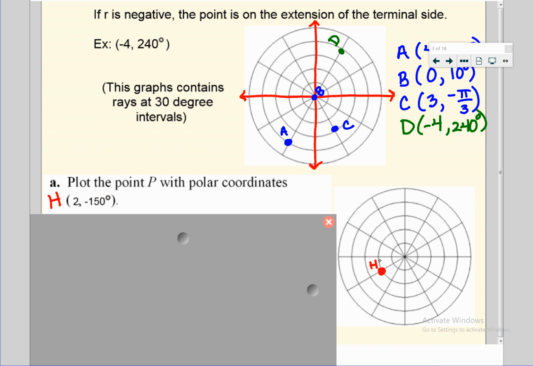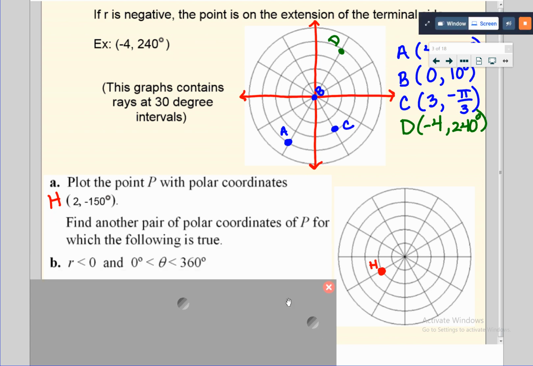Okay, so now, next part of the question. We need to write another set of coordinates that'll get to that same point, and they're specific about how you want to write the coordinates. In the first one, we want R to be negative, and we want theta to be a positive angle between 0 and 360. If I want to get to point H, you don't have a whole lot of options for R. You're on the second circle out, so your R is either a positive 2 or a negative 2. We want R to be negative 2.